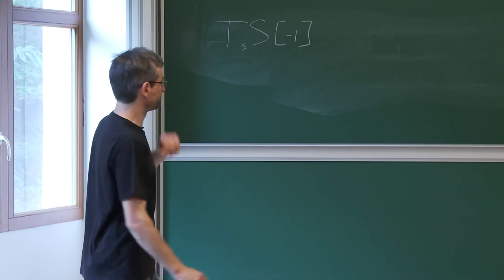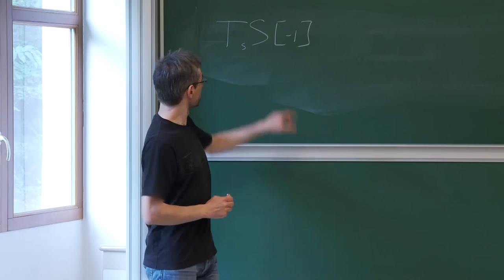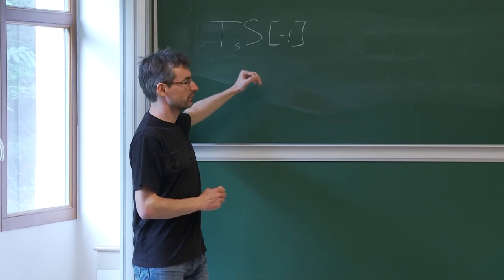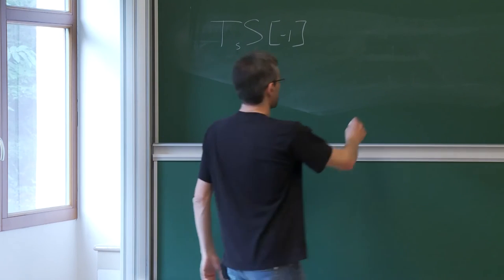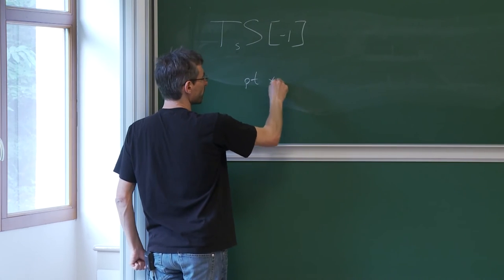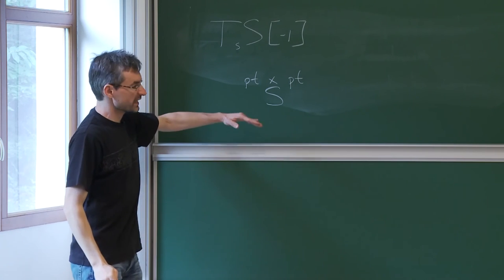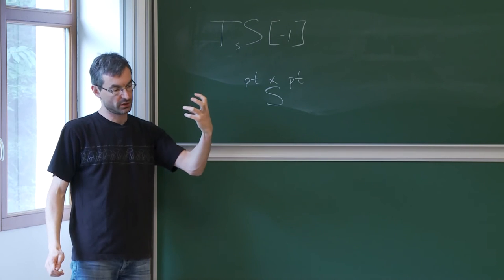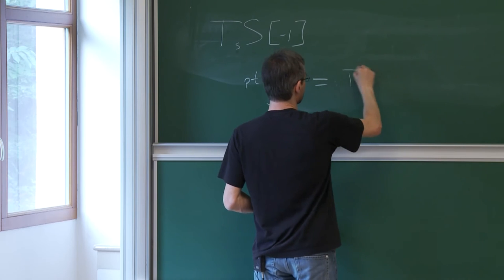So I'll construct it. I'm doing it point-wise. So here is the construction. You have your point. Consider the fiber product, point times point over my scheme S. In the derived sense, but now, because it's a point, it's actually a group object in derived schemes. And it has a name. It's called inertia.